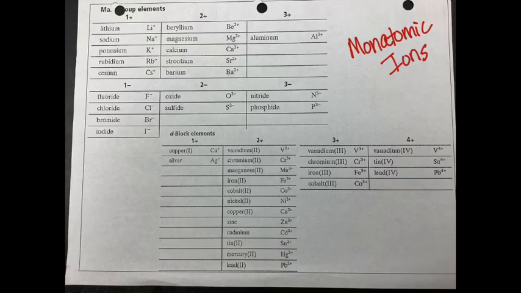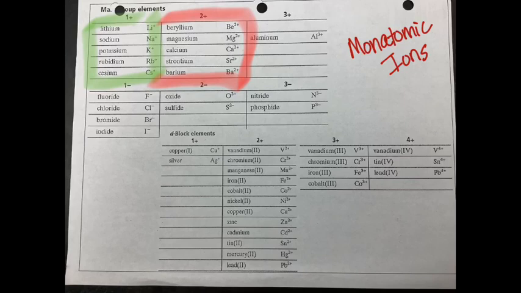Hopefully, if you've already looked at these, you notice a few things. These right here are your group 1 elements. They all have a +1 charge. In the next spot, we've got our group 2 elements, all with a +2 charge. And then next to that is aluminum. It's in group 13 with a +3 charge. Hopefully you remember this stuff from Chemistry 1.